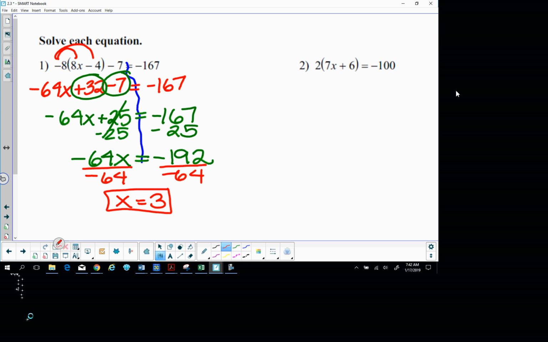How do you check your work? Plug it in, right? In your calculator, I would just practice plugging it in. Instead of x, you're going to put 3 because that's what you got. Minus 4, minus 7. And when you put that in, you should get negative 167. If you do, you know you got your answer correct.